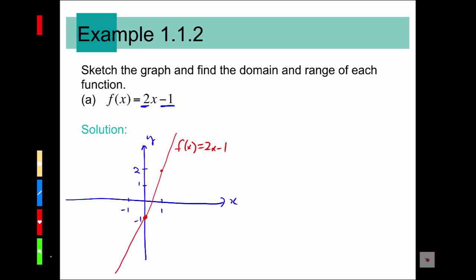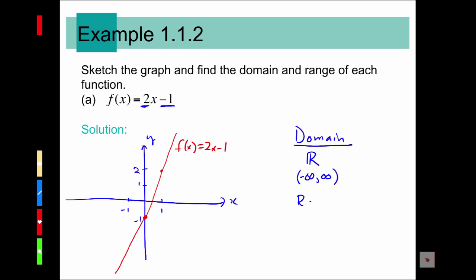Now we can find the domain and the range of this function. First, let's think about the domain. The domain is the set of all possible input values, and because this is a straight line, we can see that any value of x is a valid input value. So the domain is simply the set of all real numbers. We would write it like that, or another way to write it is maybe in interval notation, where we'd write it something like that. The interval from minus infinity to infinity.